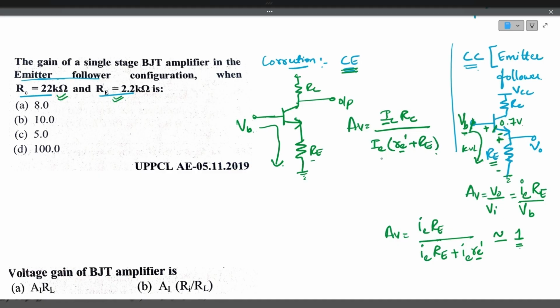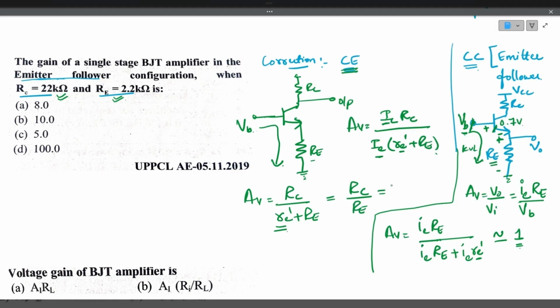So the collector current and emitter current both will be approximately the same. So here the voltage gain AV is equal to RC divided by RE dash plus capital RE. RE dash can be neglected because it is a very small value, and the voltage gain will become RC divided by RE. So if you substitute the values, 22 kilo ohm divided by 2.2 kilo ohm, the voltage gain value will be 10. So the answer is option B.